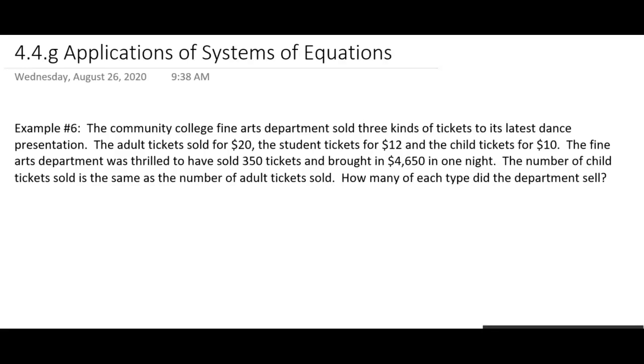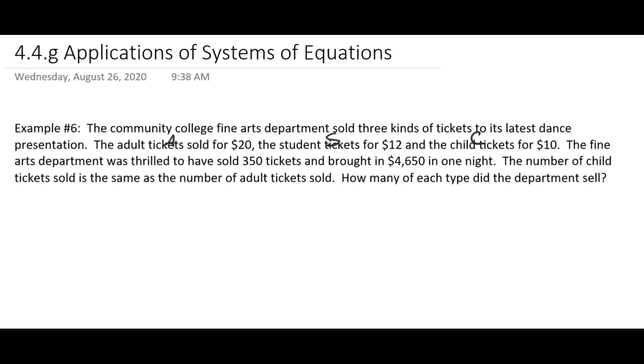Now we have an application problem where we might use something like a system of equations. It says, the Community College Fine Arts Department sold 3 kinds of tickets to the latest dance presentation. The adult tickets sold for $20, I'm going to call those A. And the student tickets sold for $12, I'll call that S. And then the child tickets sold for $10, I'm going to call that C. The Fine Arts Department was thrilled to have sold 350 tickets.